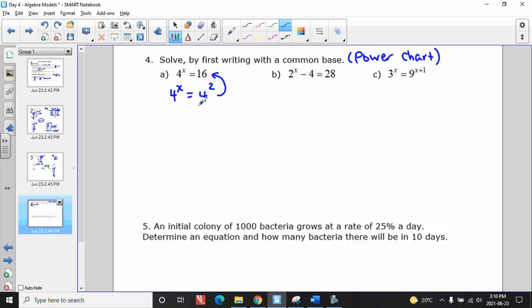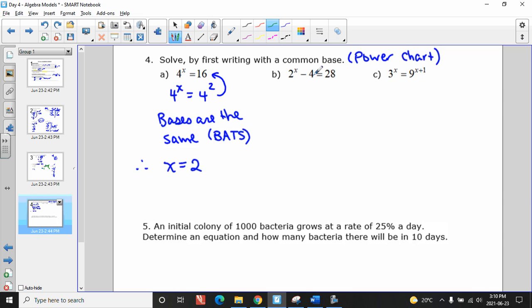At this point, the bases are the same. My little acronym for that was BAT. Bases are the same. So we can ignore the bases and focus on the exponents that must also be equal. And this question's done. So it's been solved without doing too much fancy stuff there.